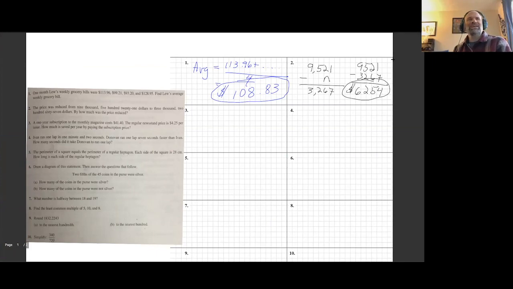All right, the thing with word problems, guys, get them out of English as fast as you can into math, because it's confusing. Word problems are confusing because they use words. Use math to do math, not words. All right, number 3, a 1-year subscription to a monthly magazine is $41.40. The regular newsstand price, per issue, is $4.25. How much is saved per year by paying the subscription price?